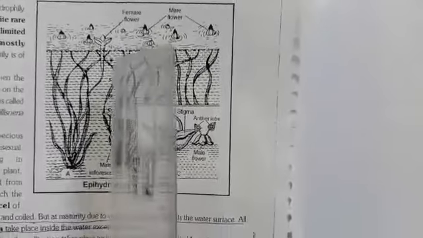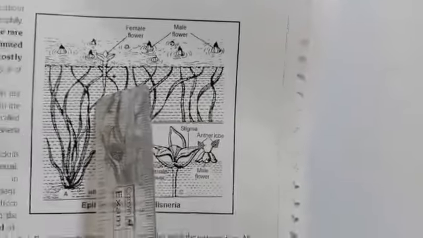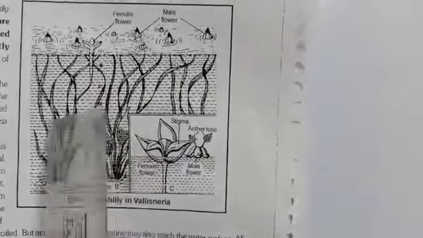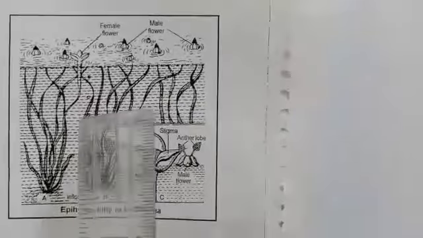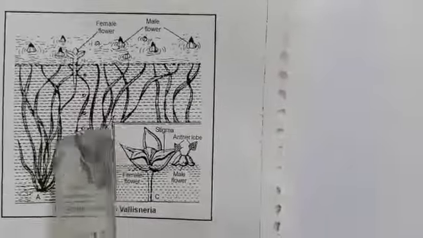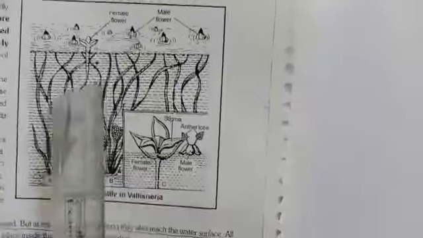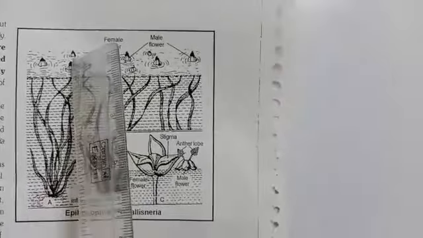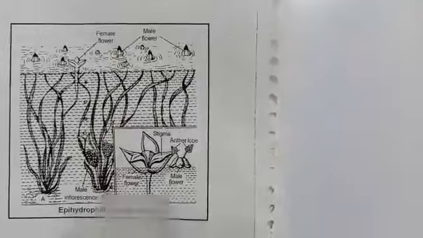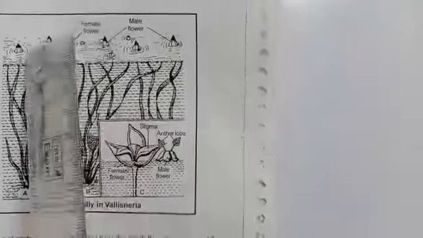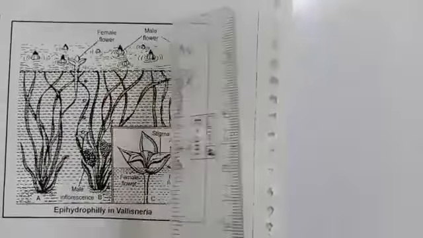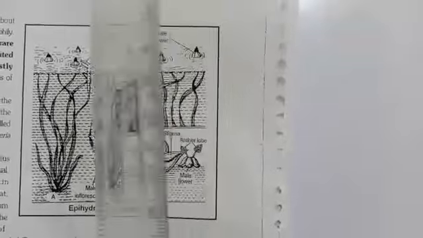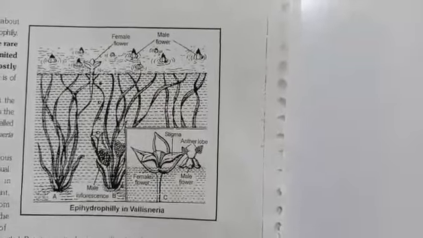At the same time, the pedicel of the female flowers is long and coiled, but during maturity it becomes uncoiled. So the female flower reaches the surface of the water, and pollination takes place.